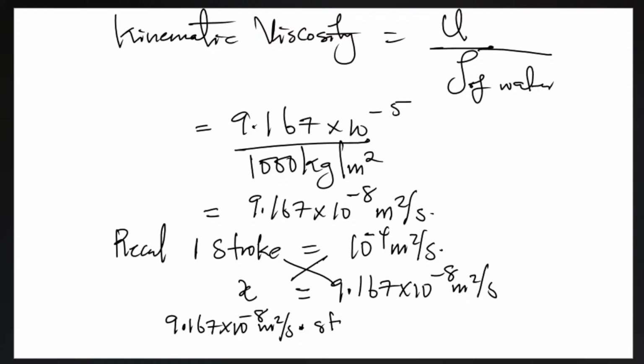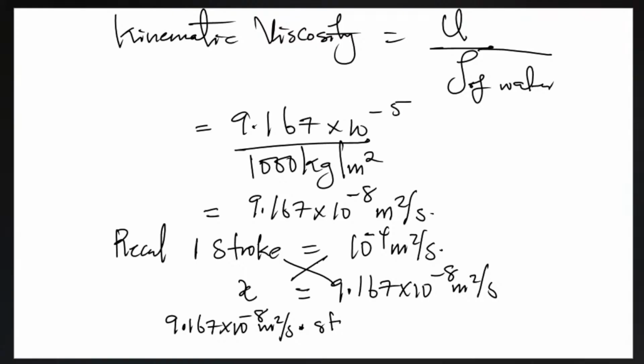But remember, what you have here is 9.167 times 10 raised to the power of minus 8 divided by 10 raised to the power of minus 4. Remember, on this side of your equation, this has cancelled out and you are left with just x. So you finally have your x value will be equal to what? After doing your division, your x value will be equal to what?